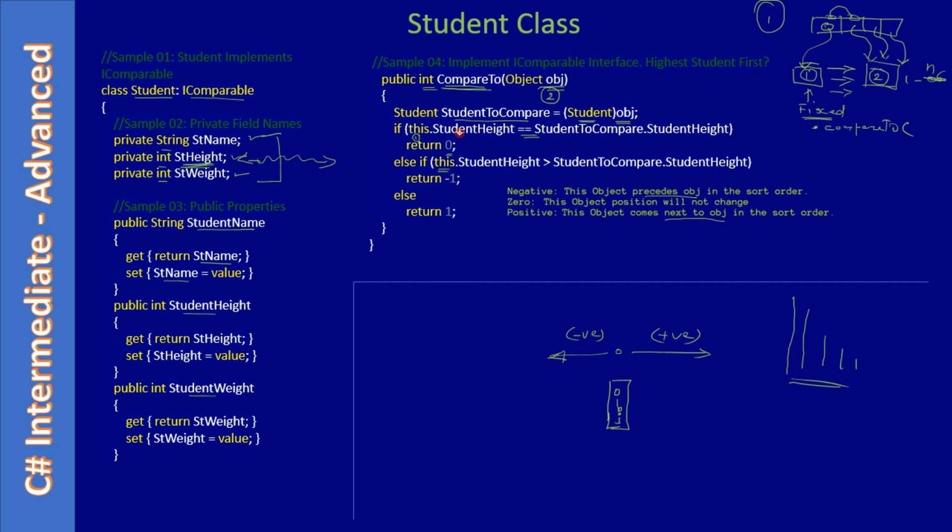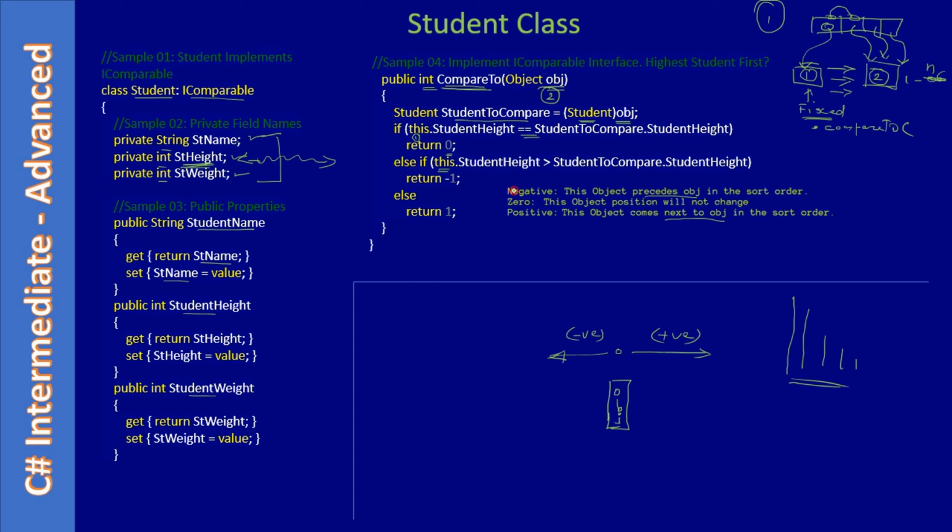Here you can see, if you sort it in ascending order, you have to reverse this logic. Instead of greater than here, you can put less than, or you can still keep this same condition and you can exchange -1 and +1. Here you can put 1 and here you can put -1. Alright, so that's all here.